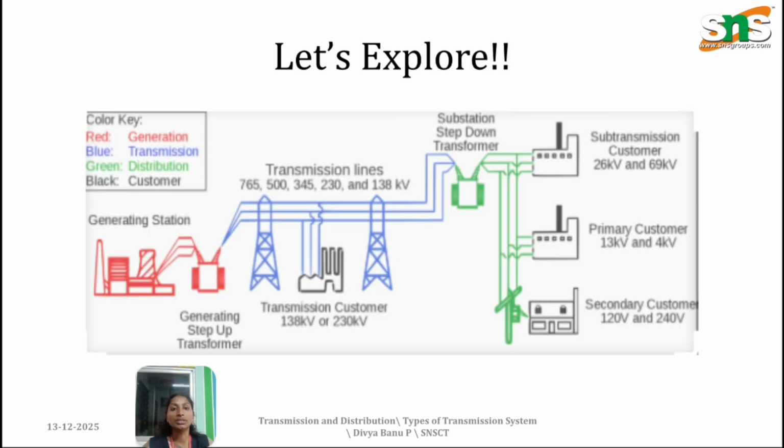This is the structure of power system which we have already learnt. The generating station is indicated in red, transmission is indicated in blue and distribution is indicated in green. Transmission voltages will vary from 765 kilovolts to 138 kilovolts.